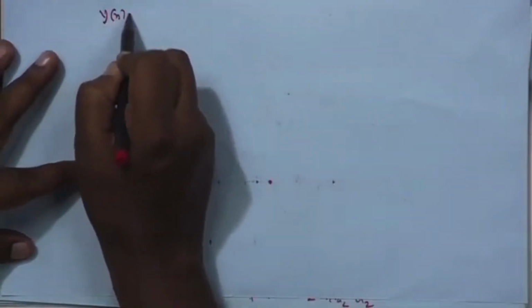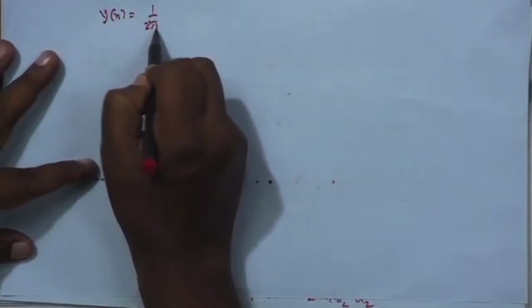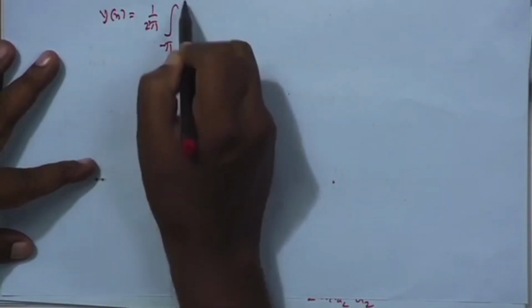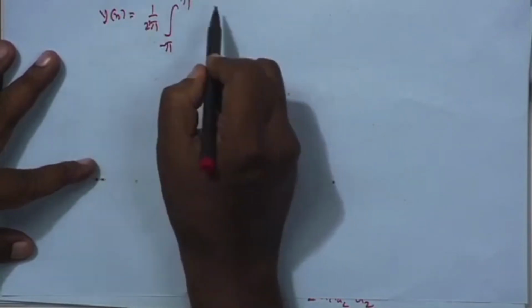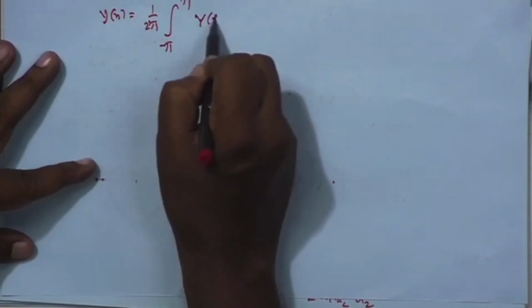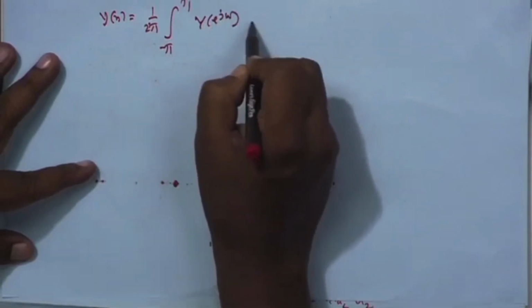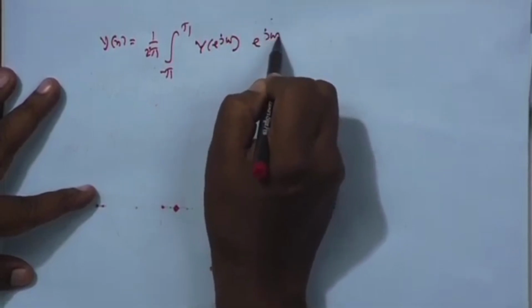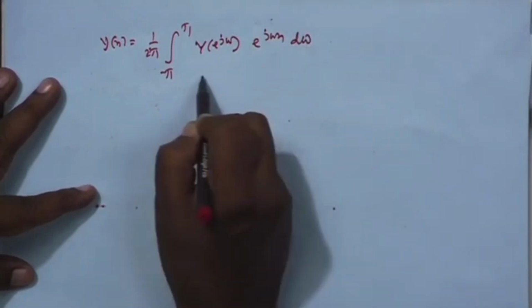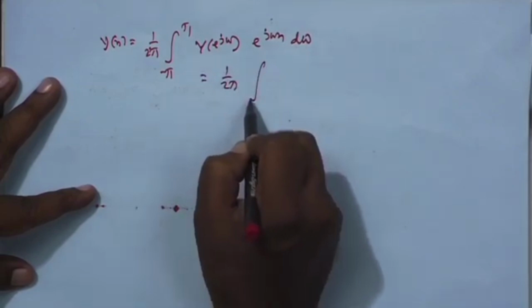So, that means the output y of n is an inverse DTFT of the product, we have already seen this, I am rewriting, and you can write it as this.